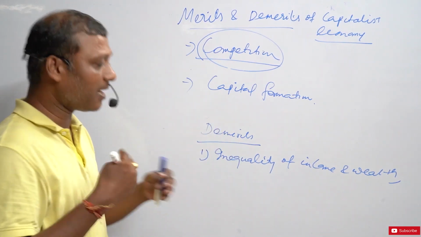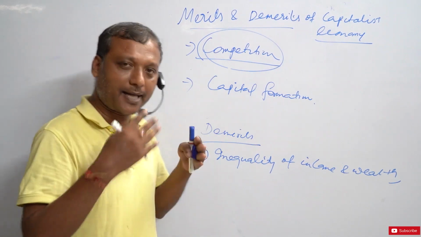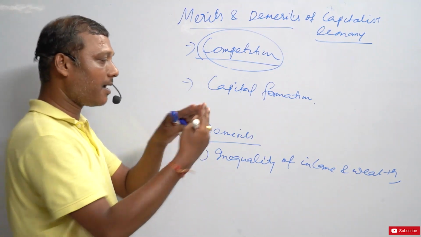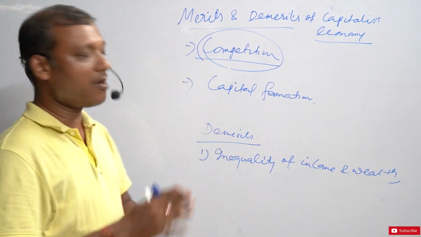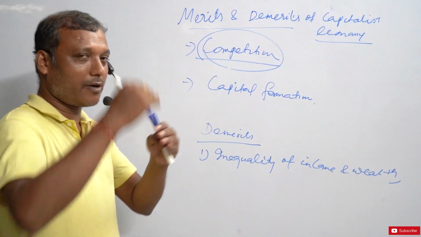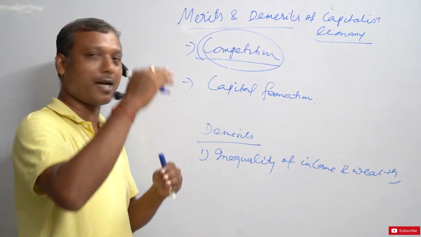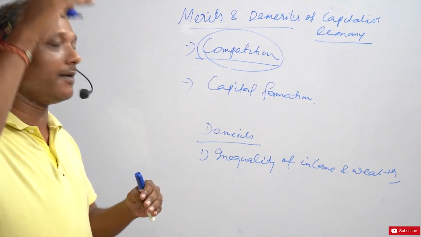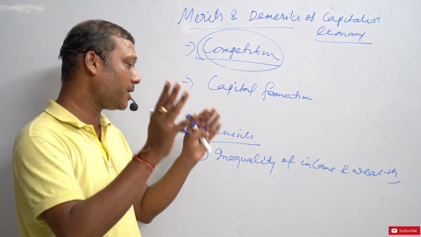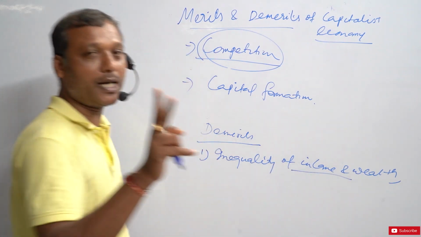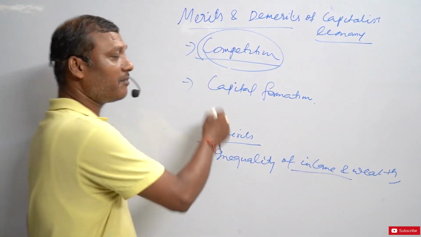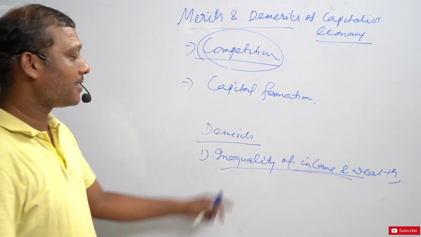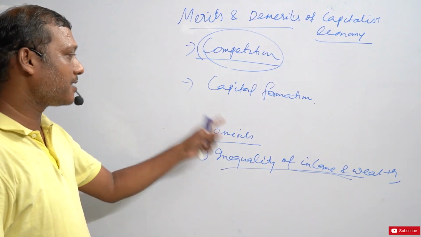So as a result, what will happen actually? There will be two classes. Capitalist economy in course of time will lead to the emergence of two classes. One will be the elite class, one will be the labor class. So you will find a high and heavy difference between the two classes. And there is huge imbalance, huge inequality of income and wealth between the two classes. So capitalist economy definitely leads to that inequality of income and wealth. This is the major drawback of capitalist economy.